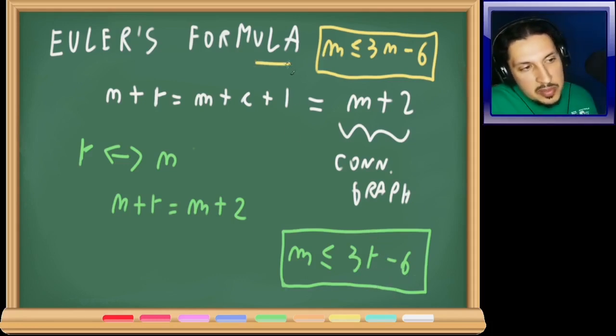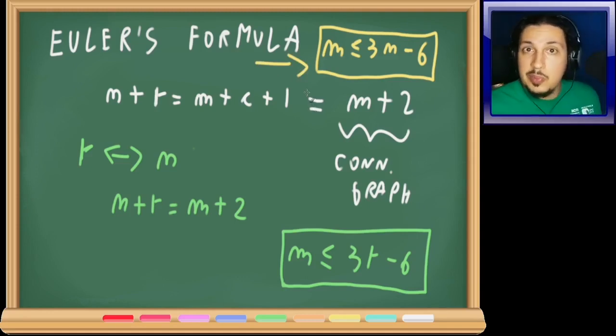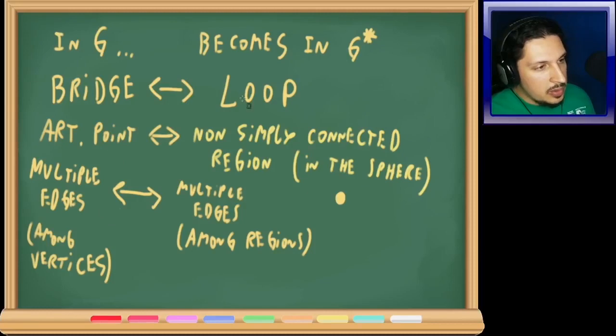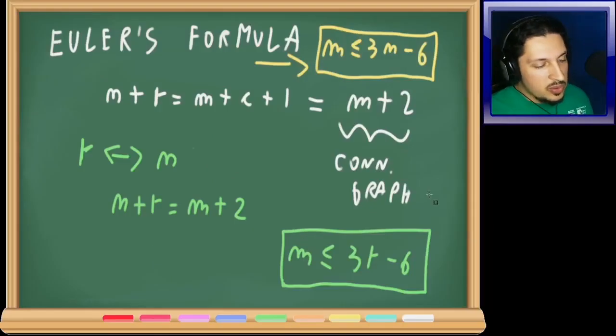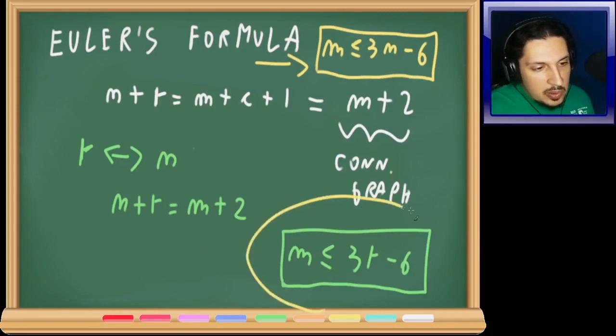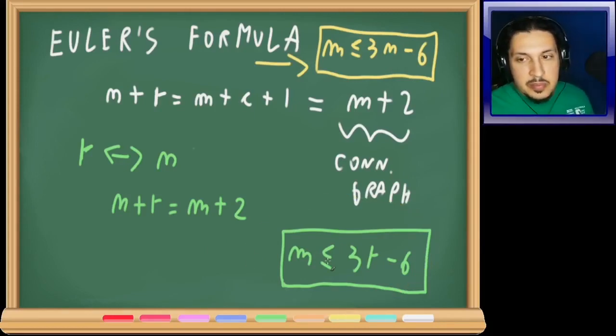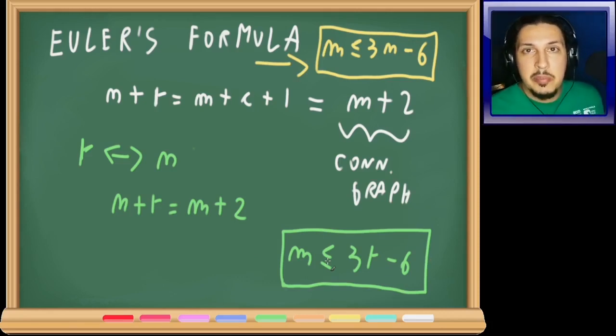Now, we must remember that this was for a simple graph without loops and without multiple edges. And we know that loops become bridges and multiple edges become multiple edges among regions. So we should qualify that this formula will only hold in that situation. This formula will hold for all planar connected graphs having no bridges and having no more than one edge between the same pair of regions.